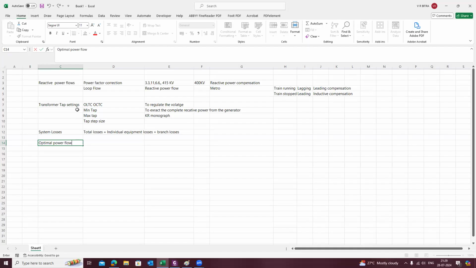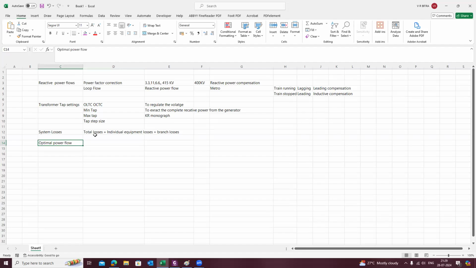And why do we need the optimal power flow? How does it differ from the conventional load flow? What are the constraints? What are the optimization parameters? We will see that probably during the load flow sessions, when we are discussing the transformer loading on different configurations. That time I will explain. So I'm just making you familiar with this term called the optimal power flow.